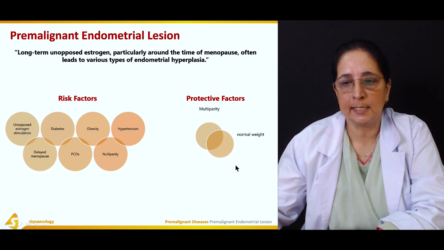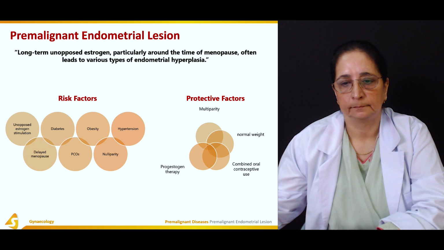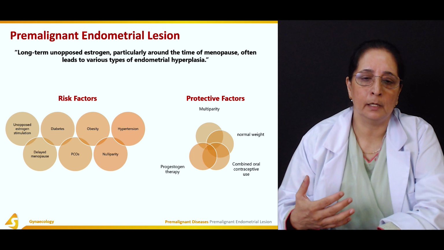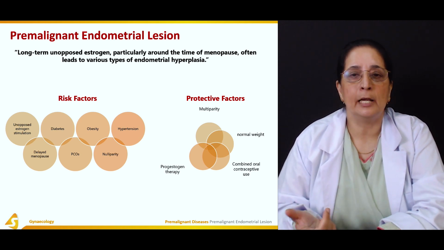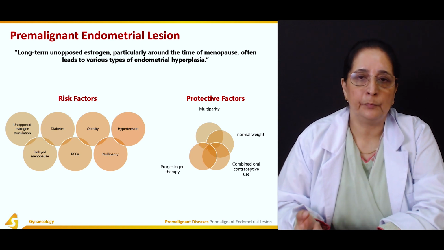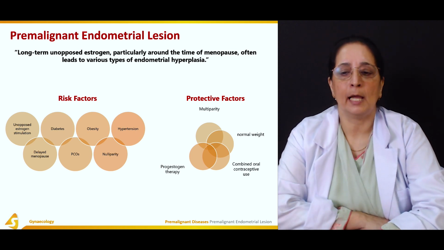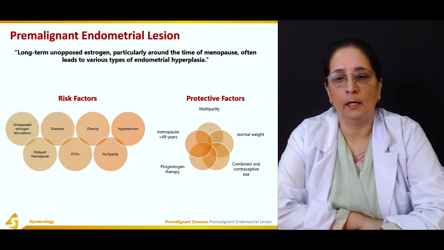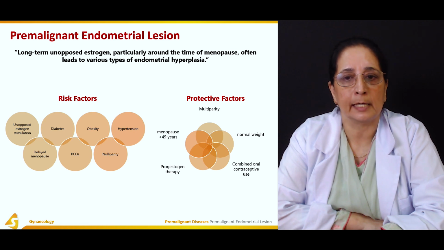Other protective factors are normal weight and the use of combined oral contraceptive pills. Progestogen therapy can counter the unopposed estrogen which causes endometrial hyperplasia. So if progesterone is given, it avoids that endometrial hyperplasia. Then menopause after 49 years of age is also a protective factor.